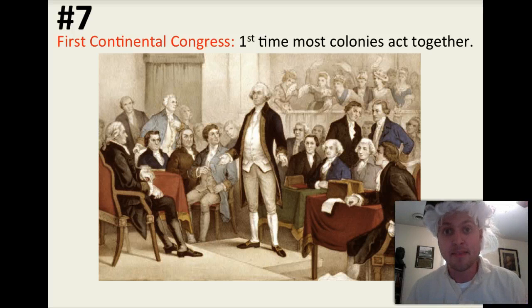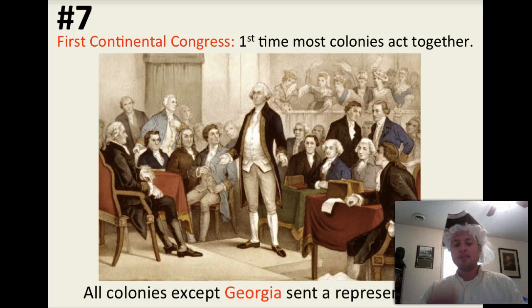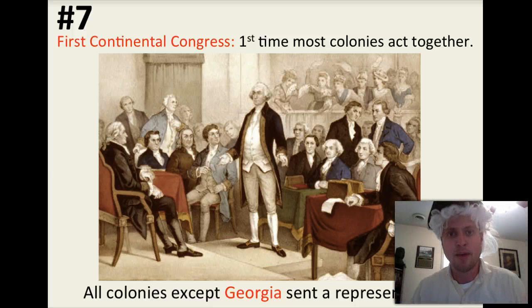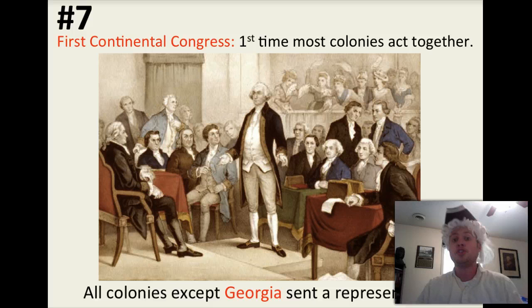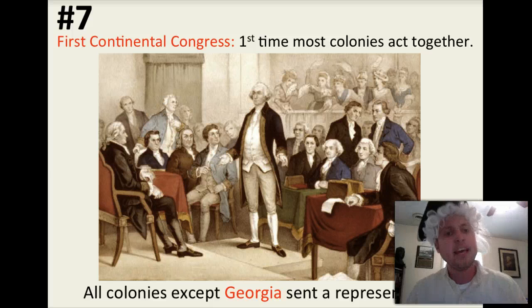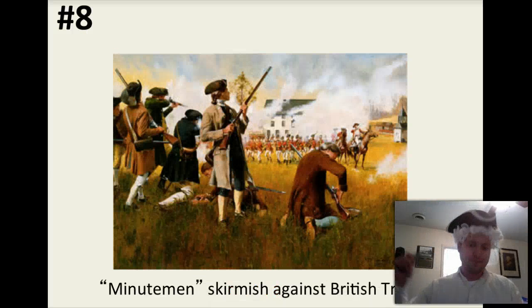Now, you notice that I said most and not all. That's because all colonies except Georgia sent a representative. Far down south, Georgia doesn't send a representative. Remember, the Southerners had those strong cultural ties to Great Britain, so I guess it makes sense that they wouldn't want to start this thing. But the first time, it is the first Continental Congress.